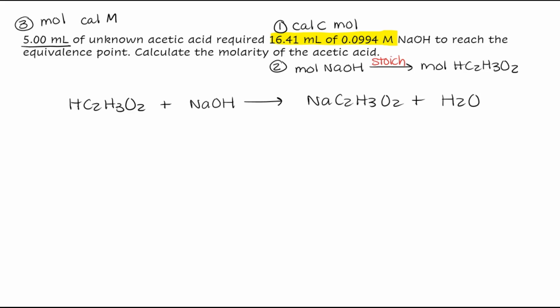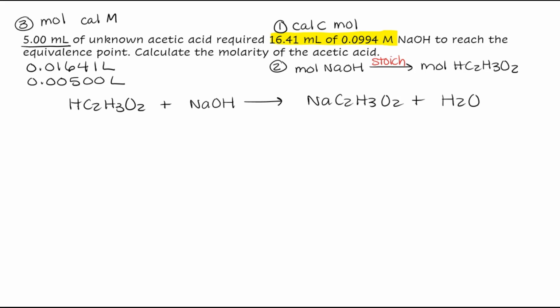So this is also a one-to-one stoichiometry, but we still want to be in the habit of identifying that chemical equation and then writing down that stoichiometry step. Just like the last example, our volumes are given in milliliters, but we'll want to convert them to liters to do the calculation. So the volume of the NaOH will give us 0.01641 liters, and the volume of our acetic acid is 0.00500 liters. Make sure to include all of the zeros, both the leading zeros and the trailing zeros that account for our sig figs.